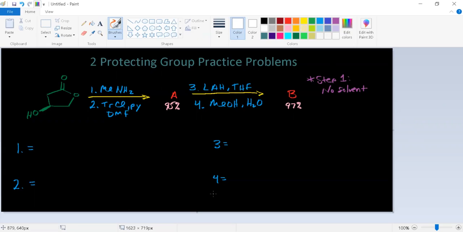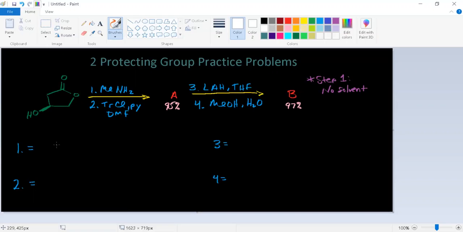So in the first step, we have methylamine, and the takeaway from step 1 having no solvent, what that really means to us is that there's probably going to be an excess, more than one equivalent. So no solvent is another way of saying it's very concentrated, or there's an excess. So the first methylamine is going to come over. It's going to open up the ring by attacking the carbonyl.